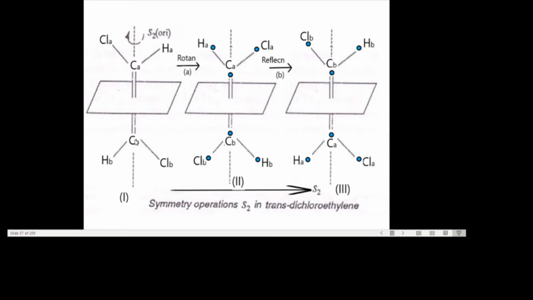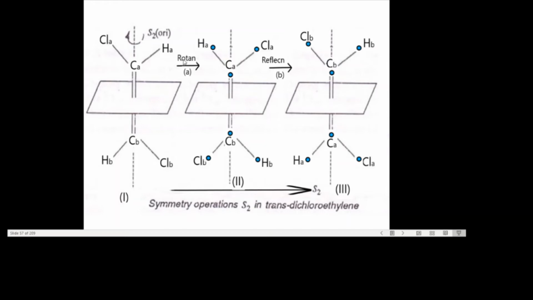But due to rotation, the side of all the atoms will change. That's why I have represented it with this dot in a different color, so we can differentiate two things. Number one, hydrogen and chloride have changed their position with each other, and the side of all the atoms is changing, the back side coming as the front side.